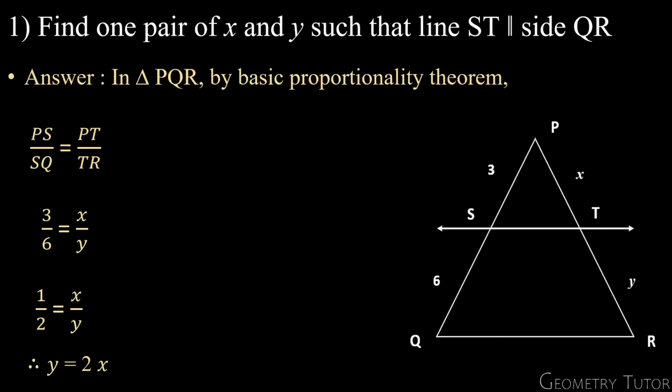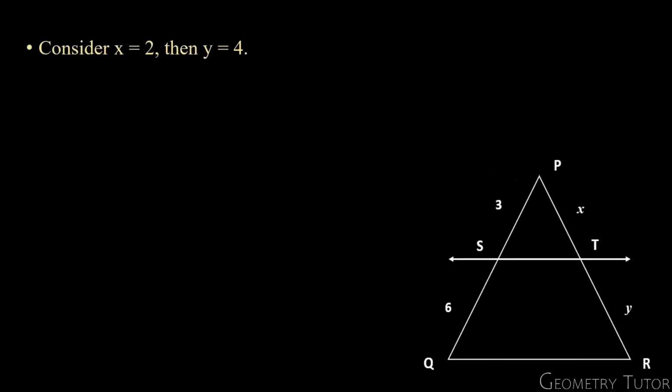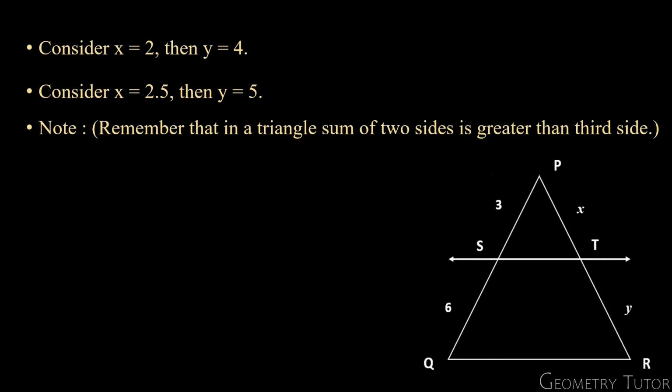Now let us go for the solution. If I take value of X as 2, then value of Y will be 4. So this is one pair of an answer. Let us consider the second one. If X is equal to 2.5, then substituting these values in the equation, we get Y is equal to 5. So X is equal to 2.5 and Y is equal to 5 is the second answer. In this way, we get a number of correct answers for this open-ended question. Note, remember that in a triangle, sum of two sides is greater than third side.